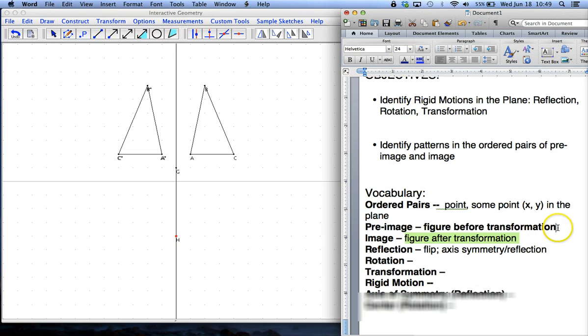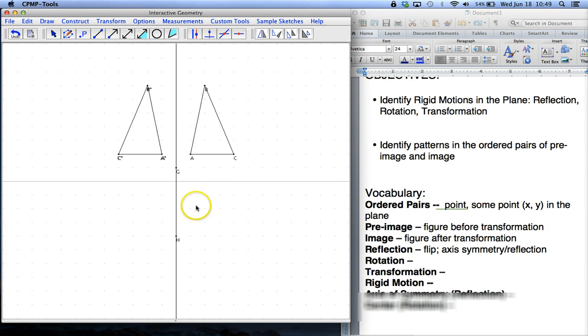Okay, so now we're going to go back to our original triangle on the left-hand side of the screen, and we're going to talk about a rotation now.